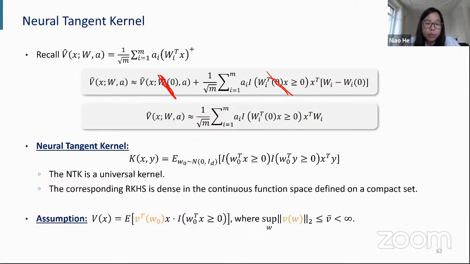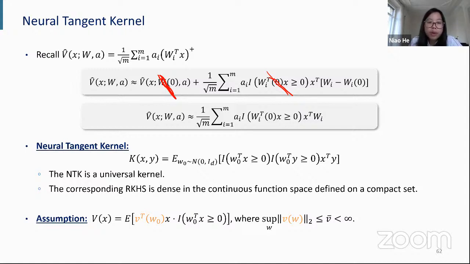One of the key assumptions we make here is that your value function v resides in this reproducing kernel Hilbert space generated by this neural tangent kernel. As I said, this is a universal kernel, meaning that basically any continuous function can be well approximated. So as long as your value function is continuous, v should belong to such a reproducing kernel Hilbert space.